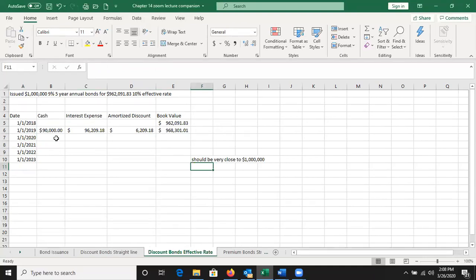Okay. Now, look at the formula for cash. Cash is calculated by taking the face value by the coupon. These never change. So cash is never going to change. It's going to be 90,000 every time we have to pay money.